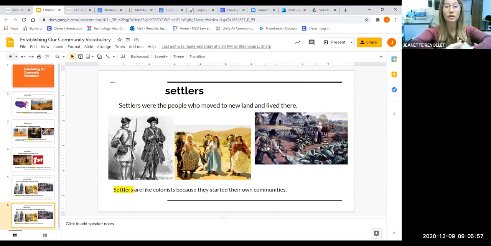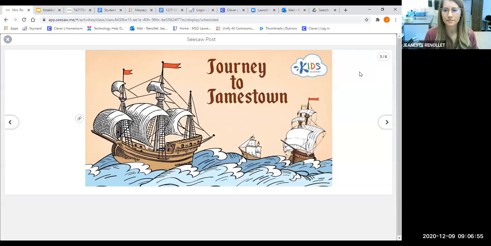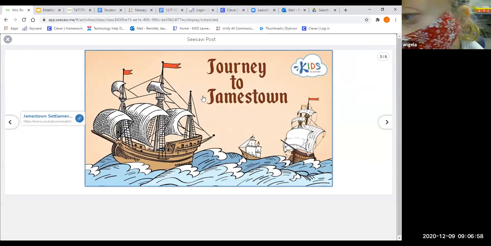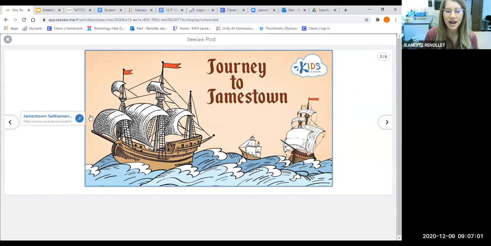Colonists made their own communities. Settlers, we use that word to describe people who move and create a new place to live. They settle in a new place. So our example sentence says, settlers are like colonists because they started their own communities. A lot of these words are very similar, boys and girls, and we're going to keep practicing them as we learn today. This video will teach us all about what happened after the Pilgrims came on the Mayflower.